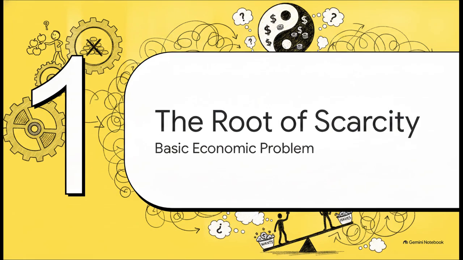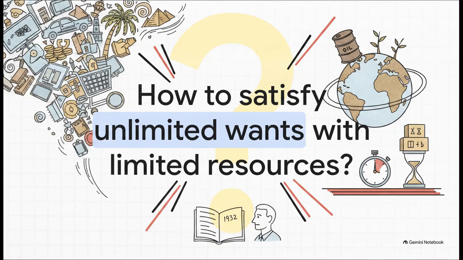Section 1. The root of scarcity. To really understand this giant control panel, we first have to understand the fundamental paradox of human existence that built it. So, here is the million-dollar question. How do we satisfy unlimited wants with limited resources?